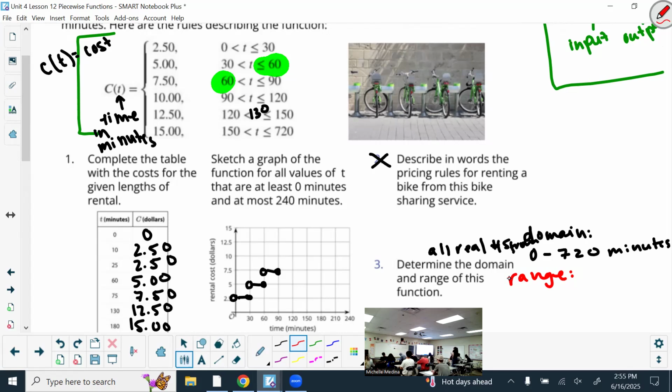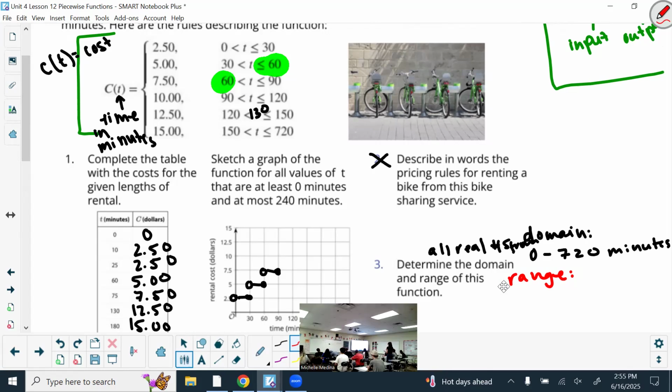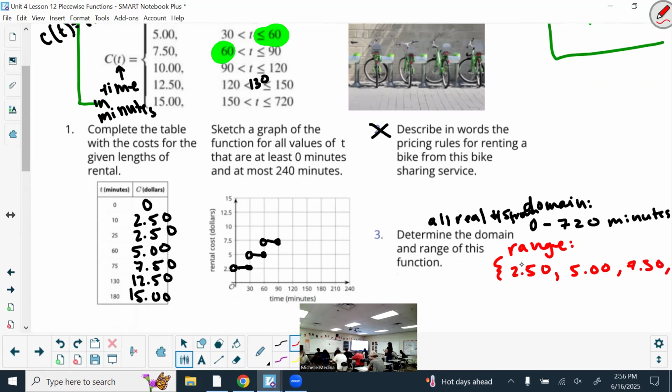All right, now range. Range is all the what in a function? Now they're only charging a few different price points. So for my range, it's going to be that they're charging $2.50, $5, $7.50. You're just listing it out like we did earlier. Because it's just these price points and it's not every number.